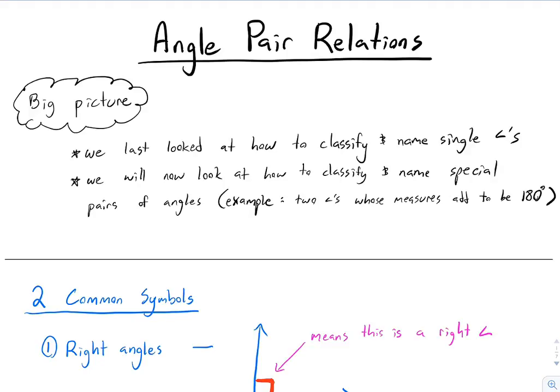All right, so we're talking about angle pair relationships. So the big picture here is we just talked about single angles, how to classify them, how to name them. Now we're going to talk about relationships between two or more angles. Specifically, we're mostly going to talk about pairs of relationships.